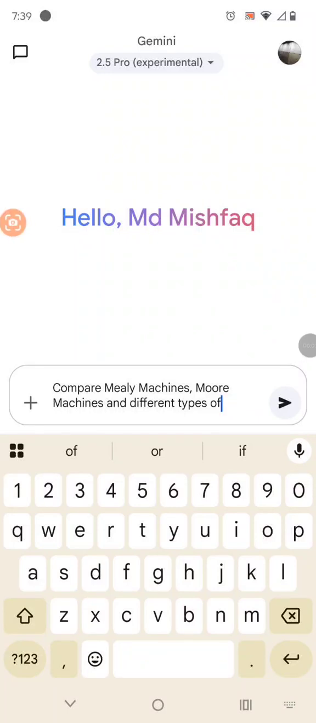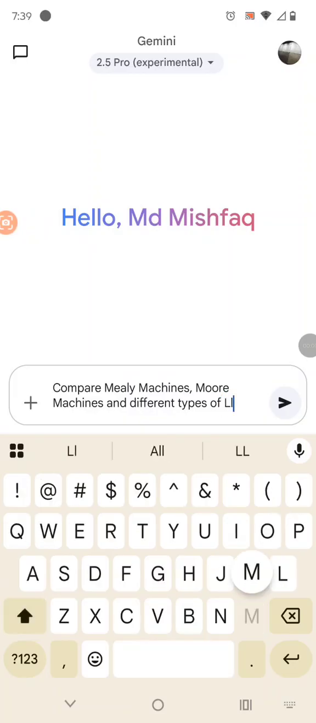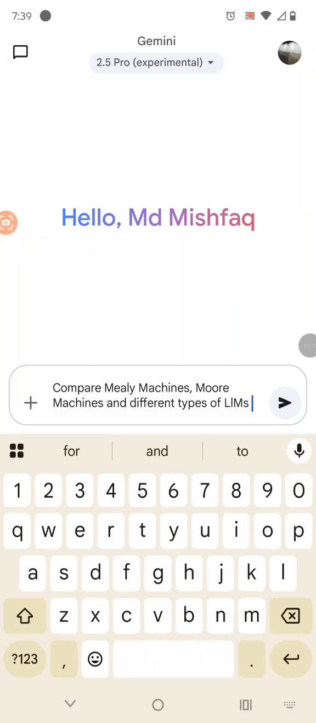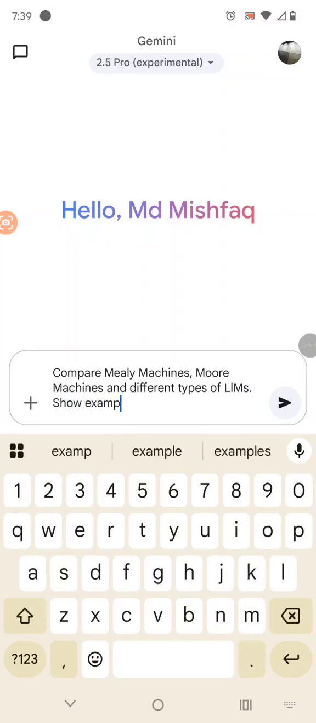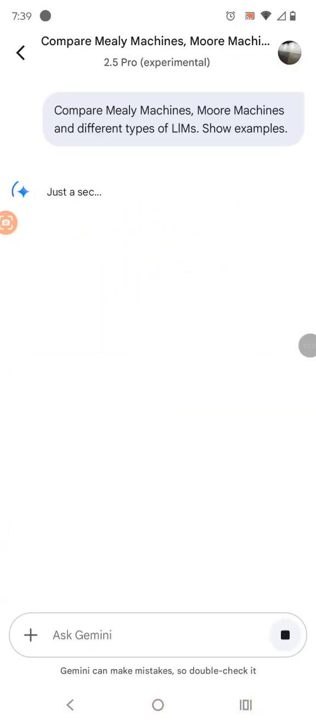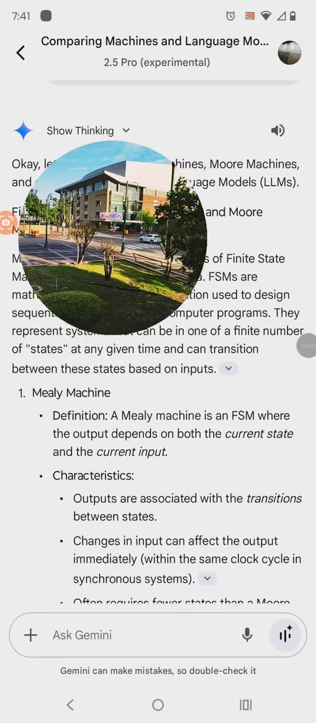Hello. Now we're going to compare Mealy machines, Moore machines, and different types of LLMs with our friend Gemini 2.5 Pro. Alright, we have an answer. Let us listen.